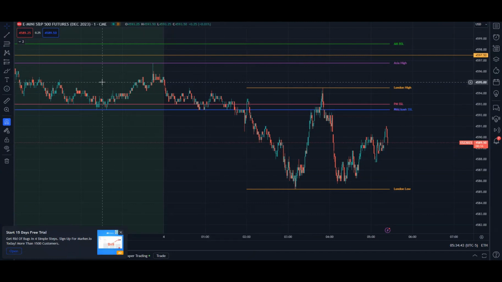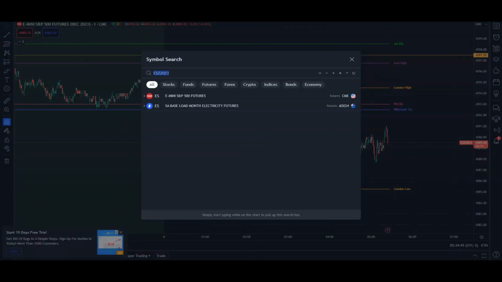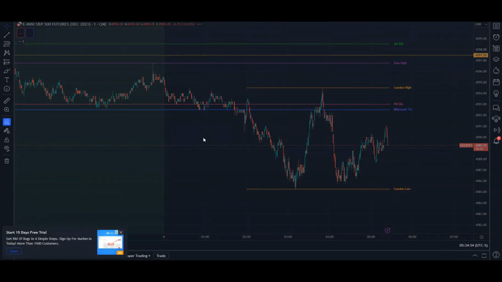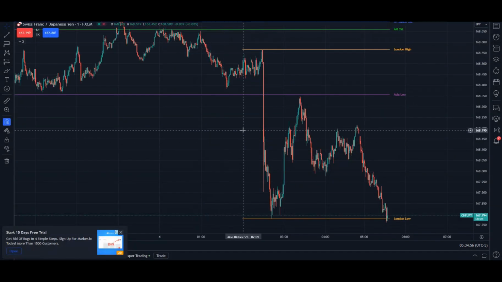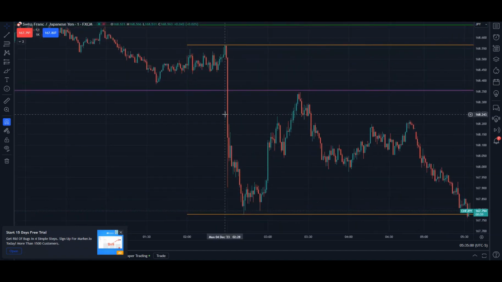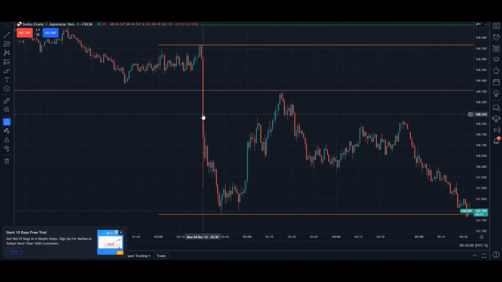So I'm going to open TradingView here. I'm going to open the Swiss franc. Let's look at this Swiss franc Japanese yen. I'm going to open this. So at 2:30 this number came out. You can see how the market dropped. This specific pair, the Swiss franc against the Japanese yen, it was bad for the Swiss franc. So the Swiss franc lost its value. That's why it came down at 2:30, exactly 2:30.